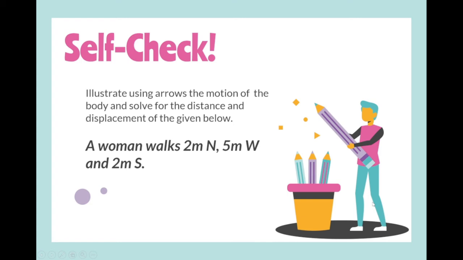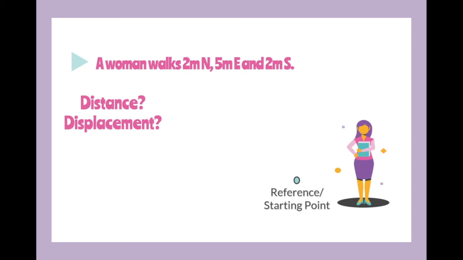Now, let us check your understanding. Illustrate using the arrows the motion of the body and solve for the distance and displacement of the given below. A woman walks 2 meters north, 5 meters west, and 2 meters south. To illustrate, mark a reference for starting point. From there, draw an arrow 2 meters north.